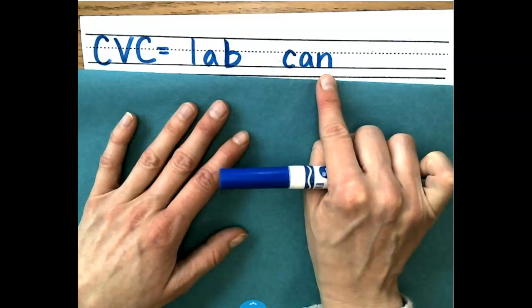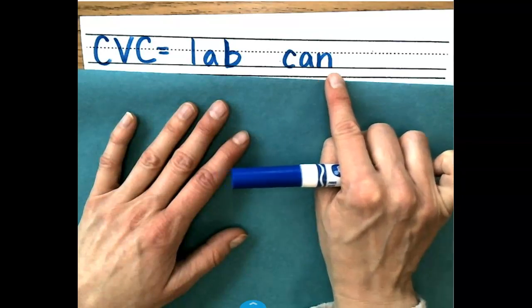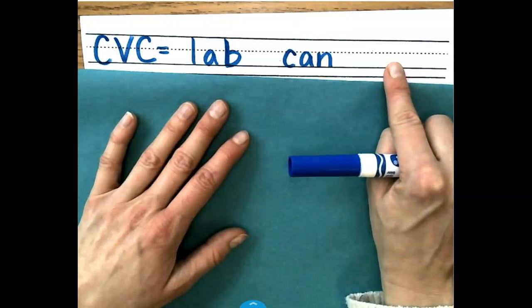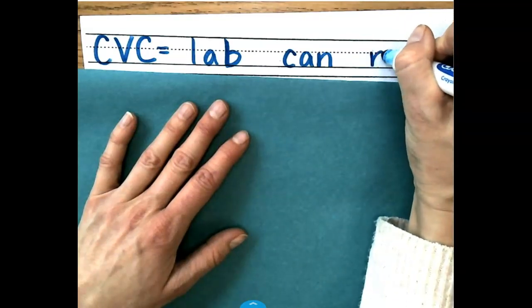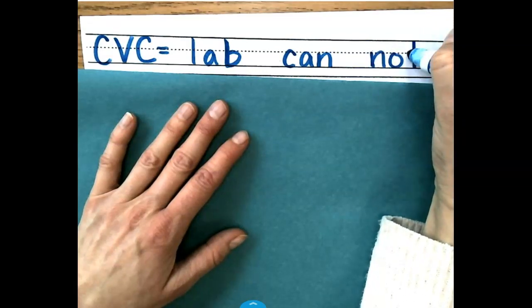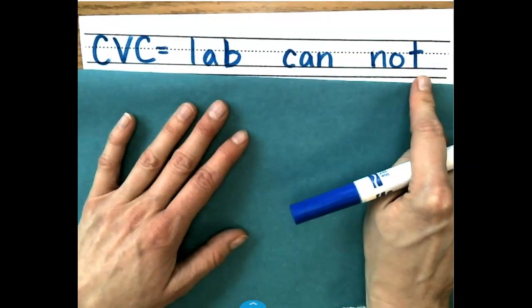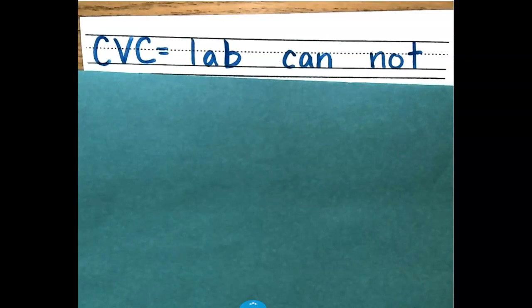Our last word is the word not. Say the word not. Write the word here. Not. Say the sounds as you write. And check with mine. N is an N, A is an O, and T is a T. Not. Awesome. Now we're going to practice writing a sentence.